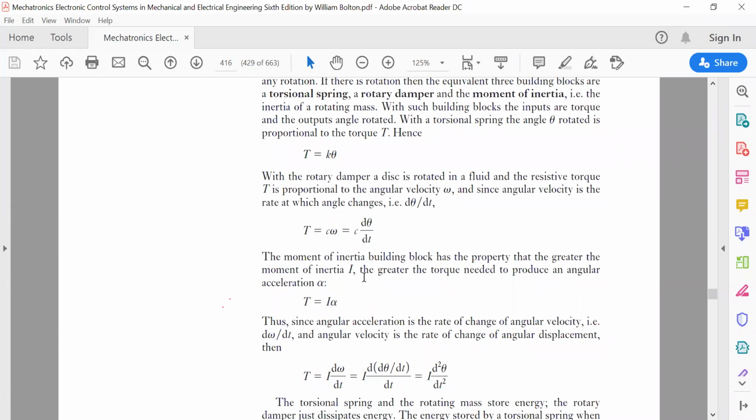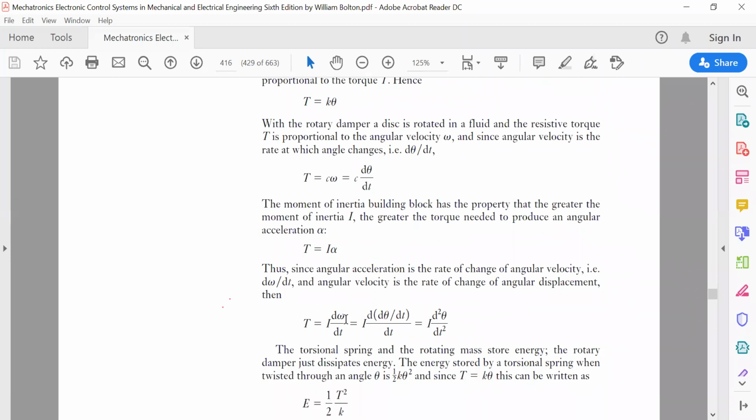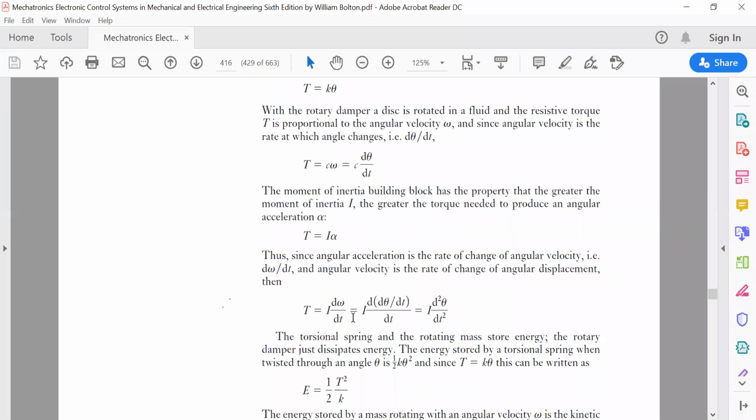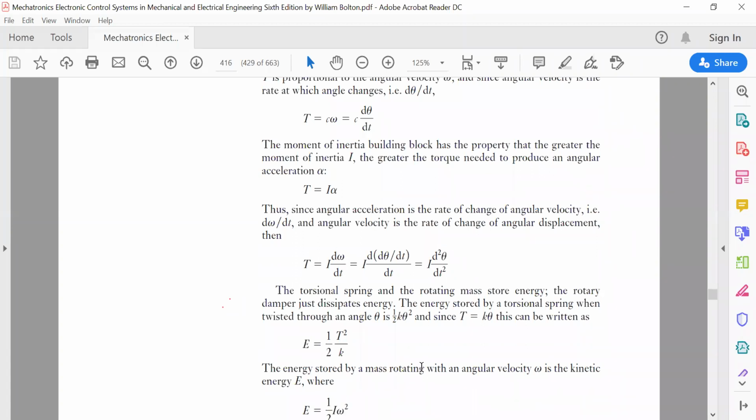Then I'm talking about T is equal to I alpha. That was your third, which was the mass system. So over here, we'll be replacing the mass with the moment of inertia, as we all know that in case of rotational motion, we will consider the moment of inertia. So torque over here is equal to I times alpha. Alpha is the angular acceleration. Now alpha can further be written as d omega by dt, and omega is the rate of change of angular displacement. So it is the first derivative of angular displacement, and alpha is the first derivative of angular velocity and the second derivative of the angular displacement.